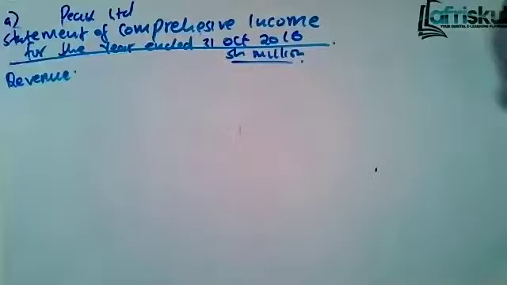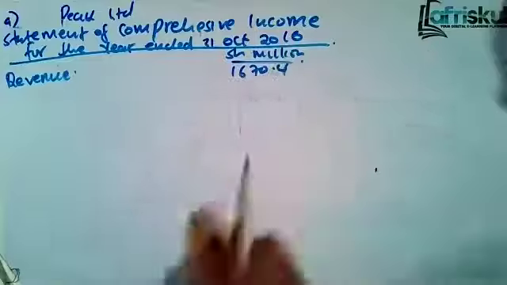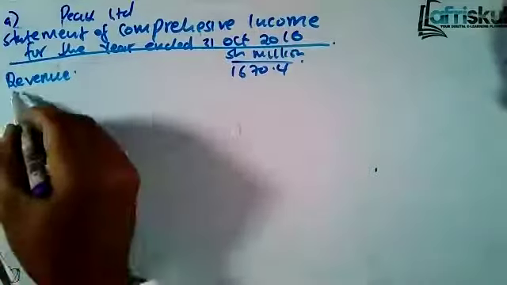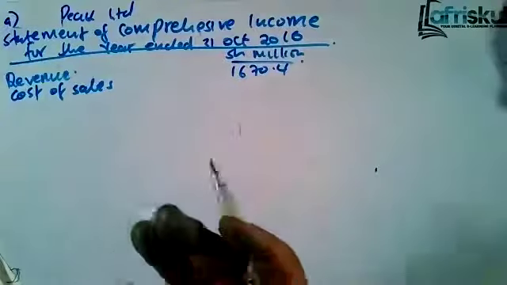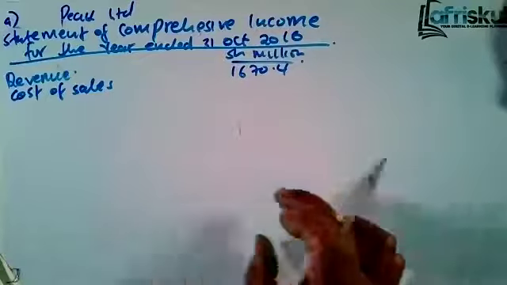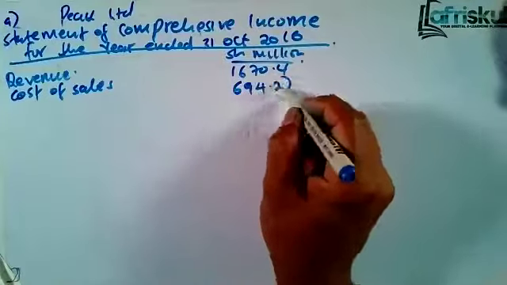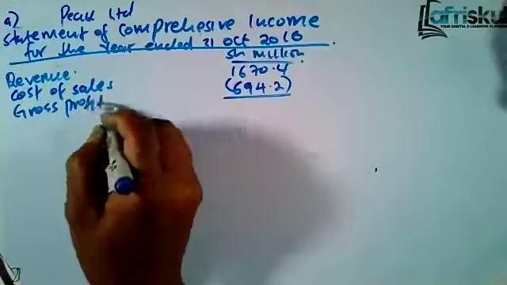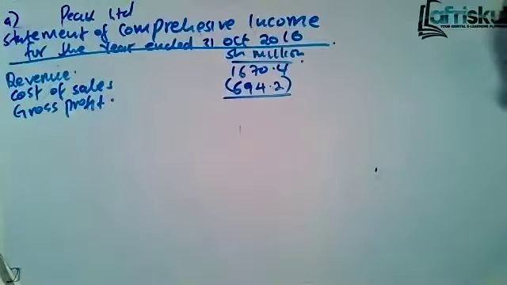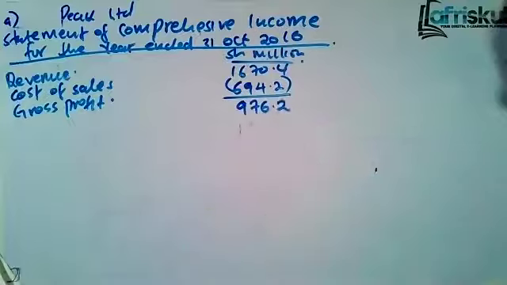Let's go back to the trial balance. How much was the revenue? You can see the amount of revenue was 1670.4. Then you deduct the cost of sales. For the cost of sales, you take the one which we had adjusted. The original cost of sales, we have added all the depreciation and we have gotten 694.2. So that means now we can get the gross profit. If you take 1670.4 minus 694.2, you get 976.2.